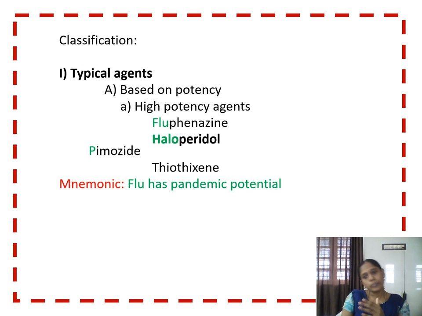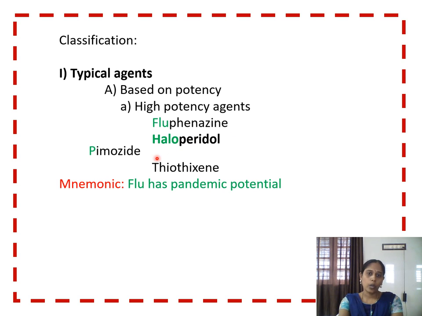Now let's come to antipsychotic agents. We can classify them based on structure, and based on potency. Depending upon that, we can give them to the patients. Based on potency, there are high potency agents and low potency agents. High potency agents include fluphenazine and haloperidol. Haloperidol is commonly given in the psychiatry ward.